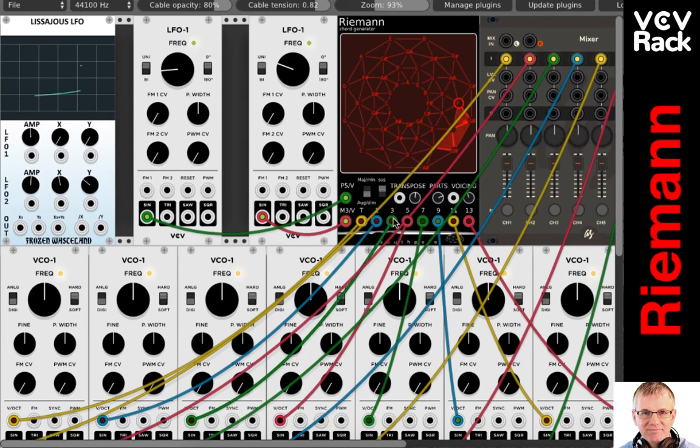So the third degree of the scale, which is the green one right here, will also go out and go into the next VCO, and that will be outputted back into channel 3 of my mixer. The 5th degree of the scale will be outputted to this VCO right here, and again go out to the mixer, and the next, and the next, and the next. So it can, in fact, create a 7-note chord.